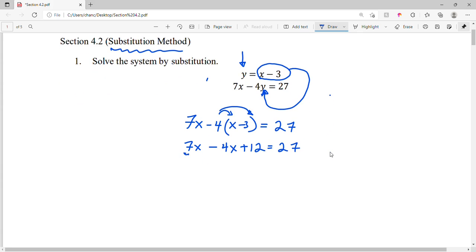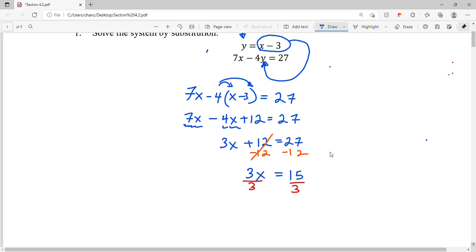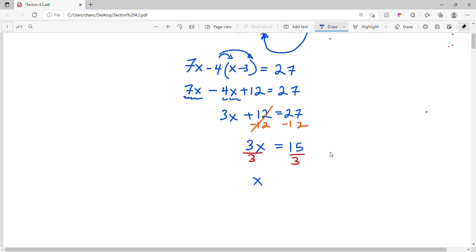Let's start by collecting like terms. 7x minus 4x is 3x. And we have plus 12 equals 27. The next step is to subtract 12 to both sides. This gives us 3x is equal to 15. We can divide both sides by 3 now. And our first solution is x equals 5.